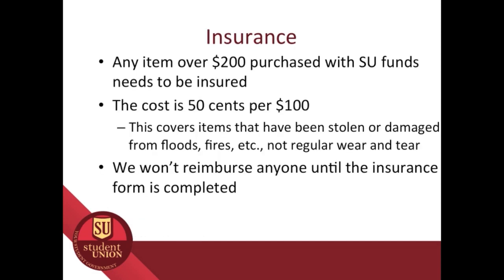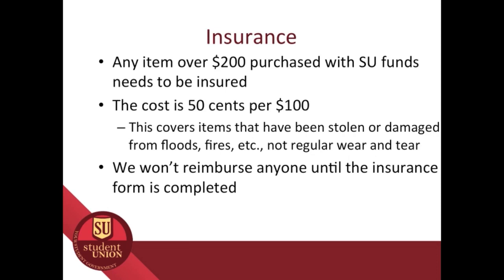If you purchase an item costing over $200 from SU funding, then you will need to fill out an insurance form. If it is a reimbursement, we will ask you to have the form completed before we can process the check. If the purchase is made with a purchase order, we will accept the form once the item has been received because we need the serial number.